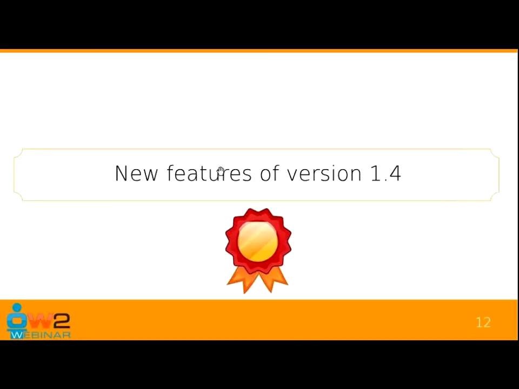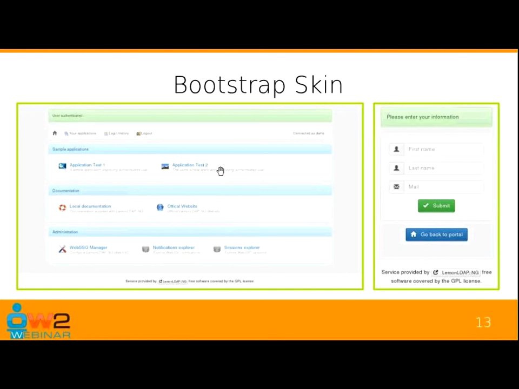So let's talk about some new features of the last version. The first big feature is Bootstrap Skin. Bootstrap is a CSS framework made by Twitter, and it allows you to have first a clean page, and then to be responsive. The responsive part is very important for us because a lot of users now use their web application on their tablets or their mobile phone.